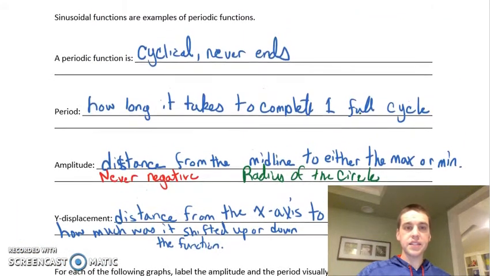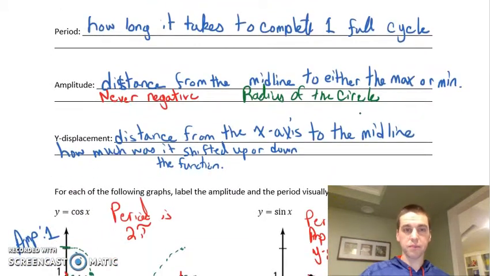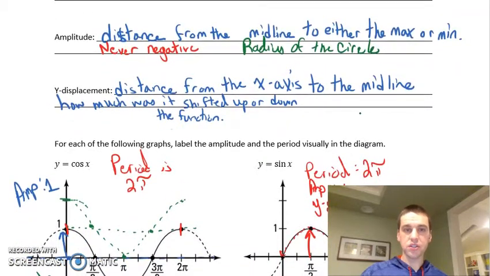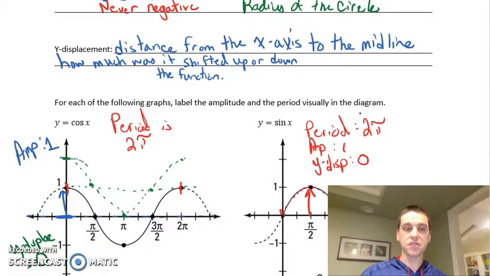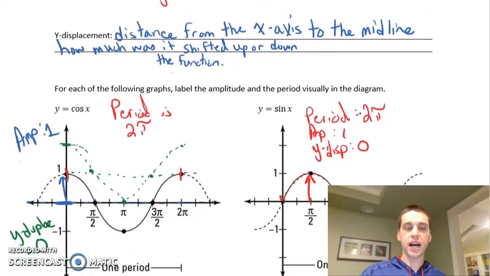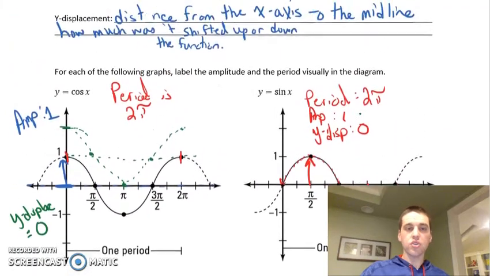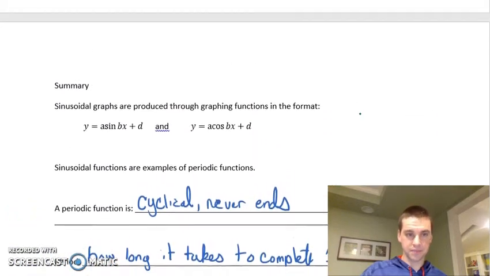So that is examples of sinusoidal functions. Sinusoidal can either be sine or cosine curves. They are periodic functions. And we have learned that a period is how long it takes to complete one full cycle. The amplitude is the distance from the midline to either the maximum or minimum. It's also the radius of the circle. And the y displacement is how far the midline was shifted up or down. So let's go with one last thing here, and then we'll finish it up in class.